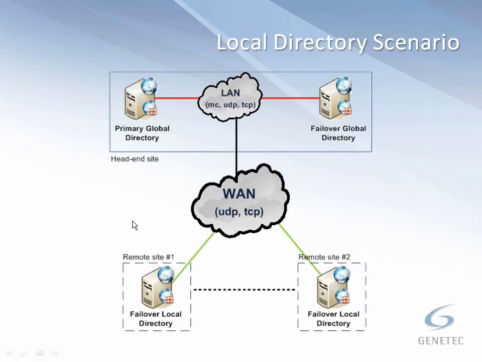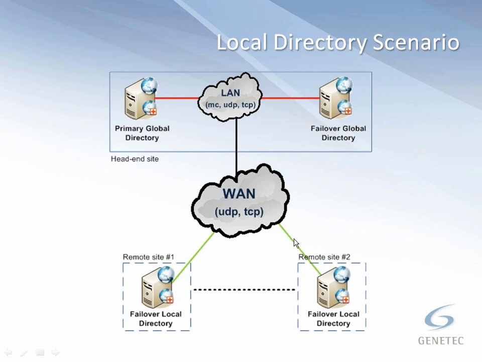And there it is, our second scenario. This is a local directory scenario, and this is where we have more than two servers set up in the failover system. Now, we recommend only having two global directories. Usually, if using this kind of setup, the local directories are at a remote location where the bandwidth is limited, such as over a WAN.